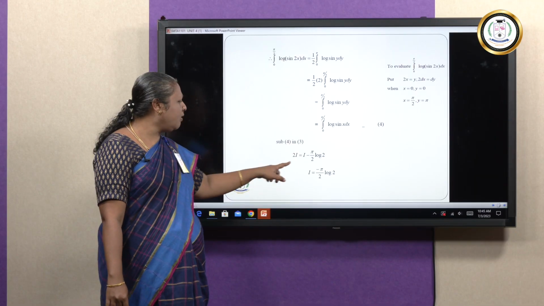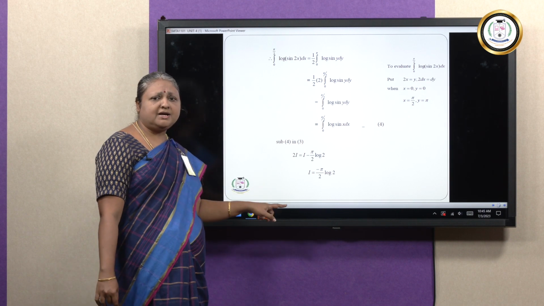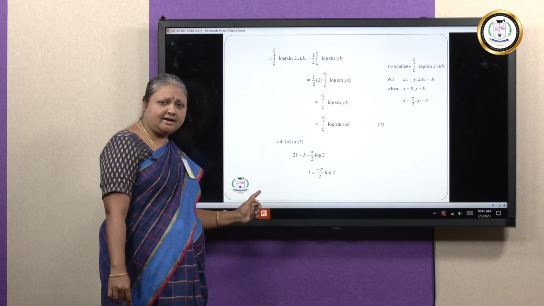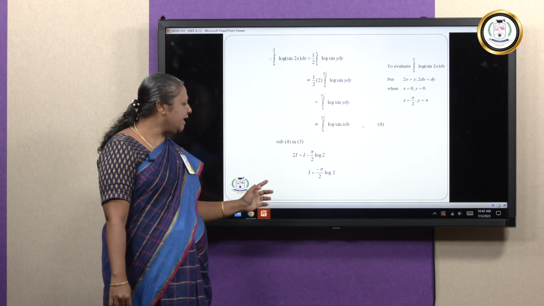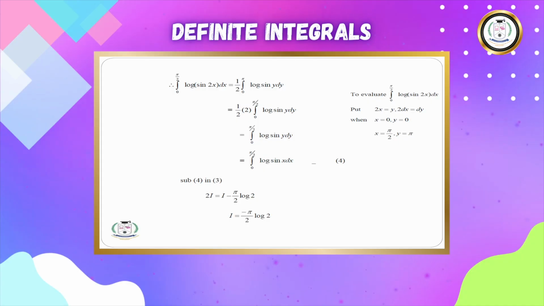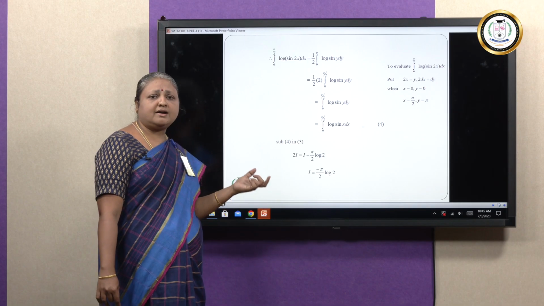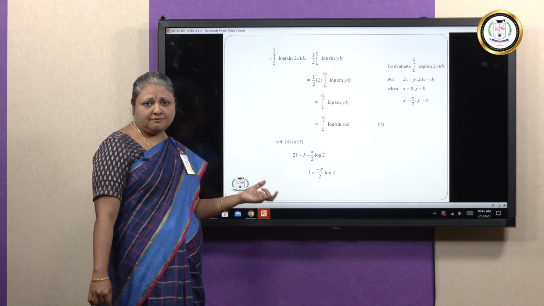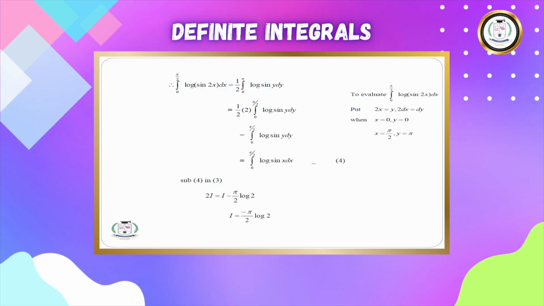So now you bring all I together. So it will become 2I minus I on the other hand. So it will become I. So I will become minus pi by 2 log 2. What is I? It is nothing but our question. So now we are at the end of the problem, that we have derived the solution. What is it? Integral 0 to pi by 2 log sin x dx is equal to minus pi by 2 log 2. That is our solution.